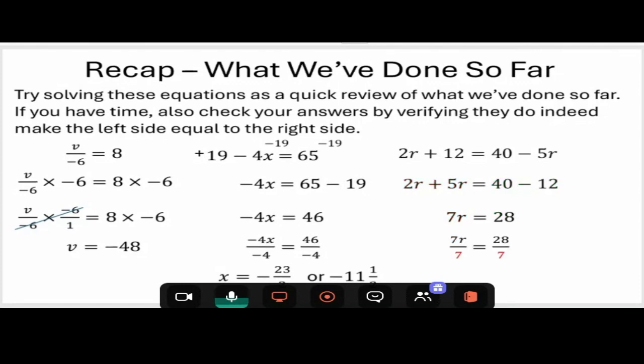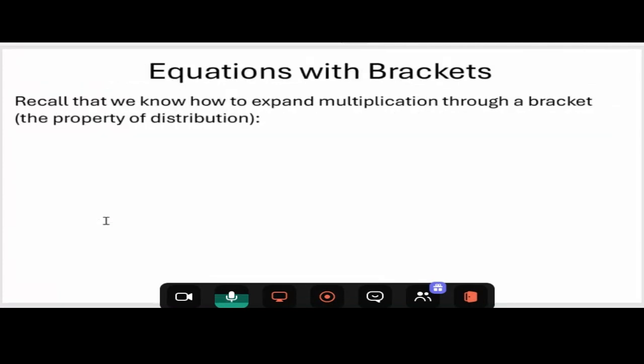And now all that's left with the variable is that multiplied by 7, so I get rid of that by dividing both sides by 7. Disappears on the left, and 28 divided by 7 is 4. So there's a quick recap of the stuff we did last week. What we're going to now move into is brackets.